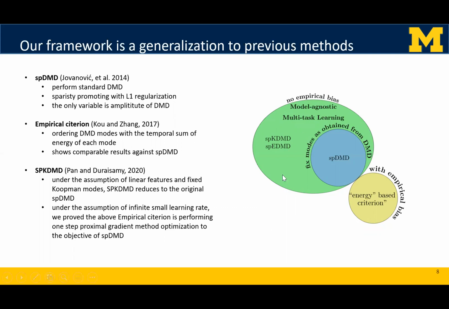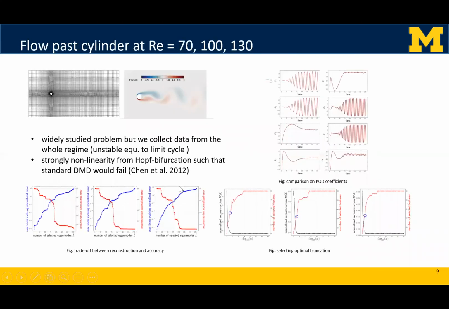As a summary for the three methods, our framework contains no empirical bias, and it doesn't fix the modes such as in DMD, so that it has more degrees of freedom to fit and optimally reconstruct the system state. And also, we have an error analysis to filter out those wrong modes. So let's apply our algorithm to a very classical cylinder flow problem.